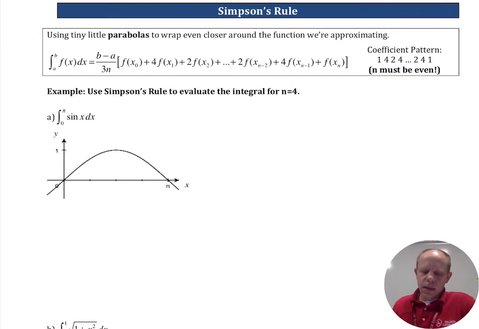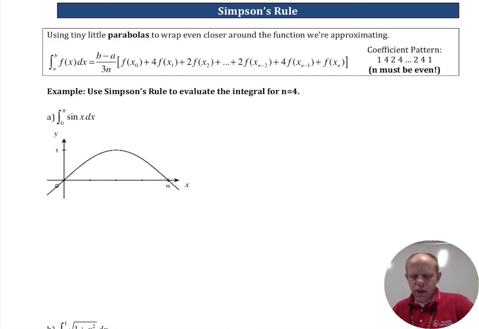All right, so next we're going to use something called Simpson's rule. And Simpson's rule is kind of like trapezoidal rule, where we figure out the area under a curve of something else that we know. And so what we do in this case is we actually use tiny little parabolas to wrap even closer around the function we're approximating.